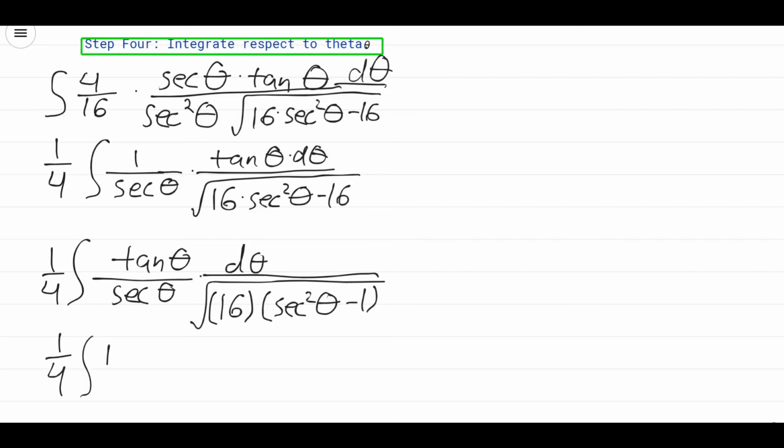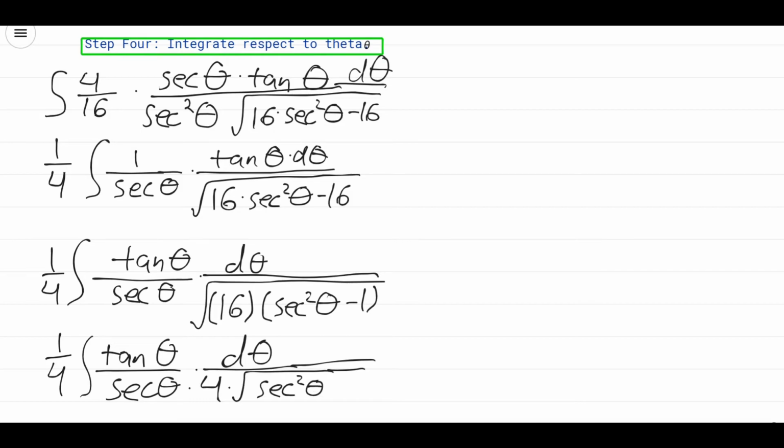So 1 over 4 times tangent theta divided by secant theta times d theta divided by 4. Because I can factor out the 16, I can take the square root of it, which is 4 times secant squared theta minus 1. But where do I go from here?